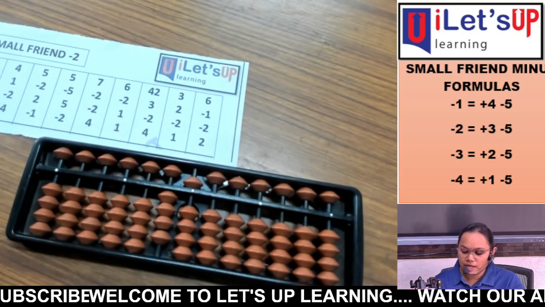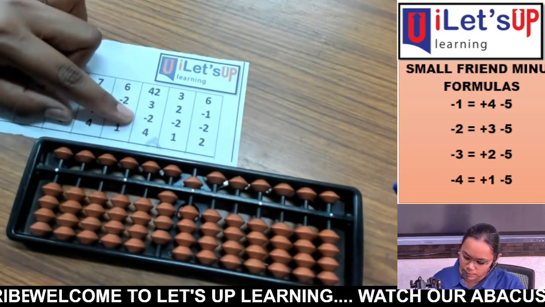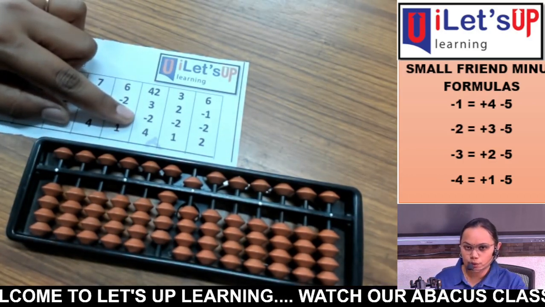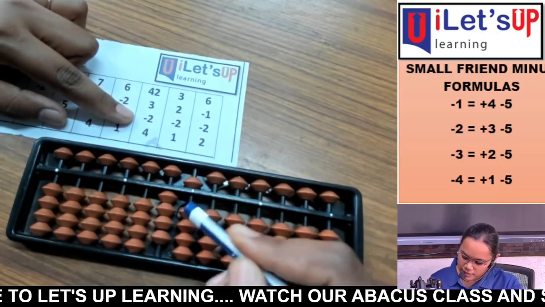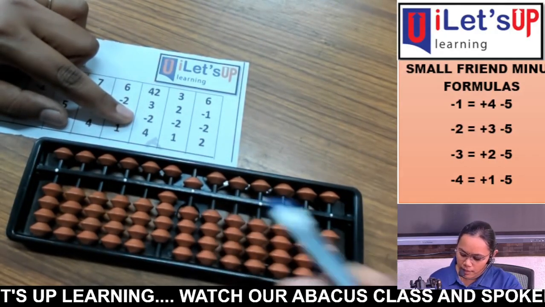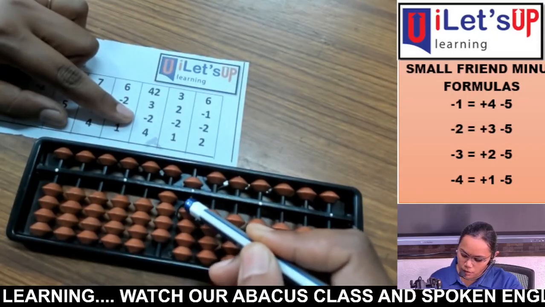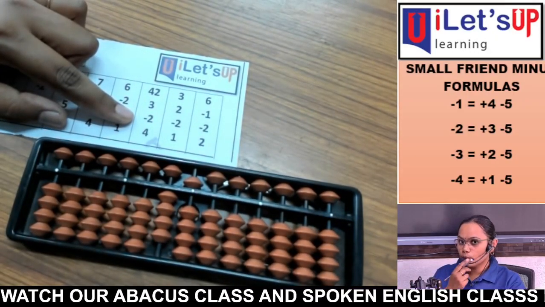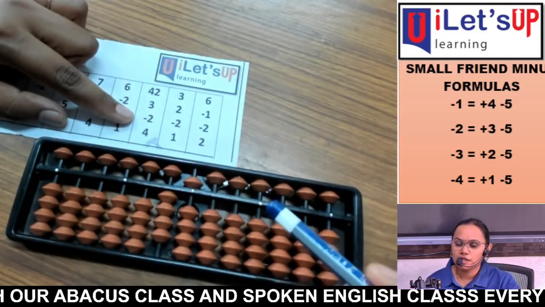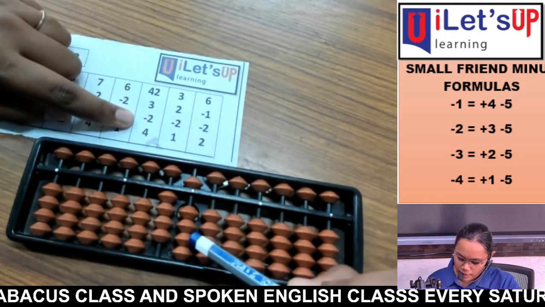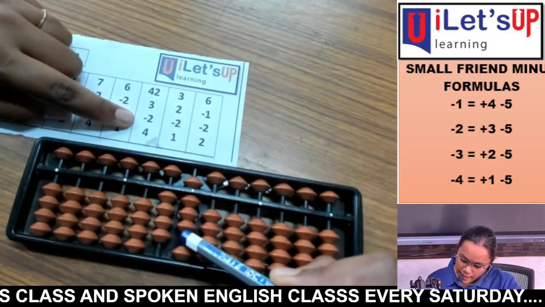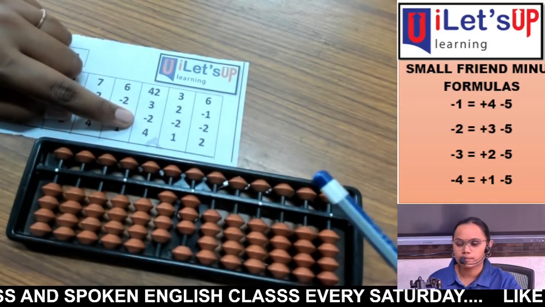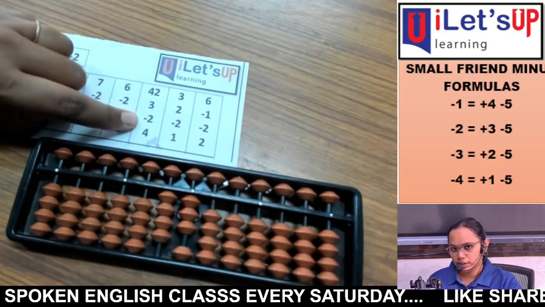Next, subtract 2. So next the question is demanding to subtract 2. Possible? Let's see. Not possible. Why? In this particular rod, no beads are touching this particular line. So what do I need to do? I should be applying the formula. Formula says add 3, subtract 5. Simple. Hence we get minus 2.